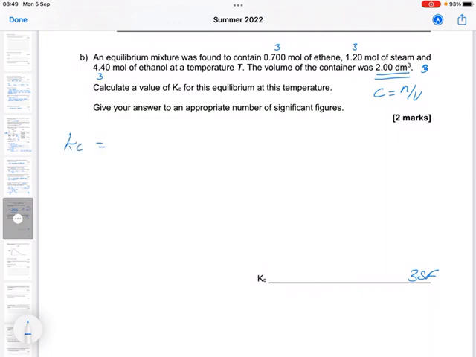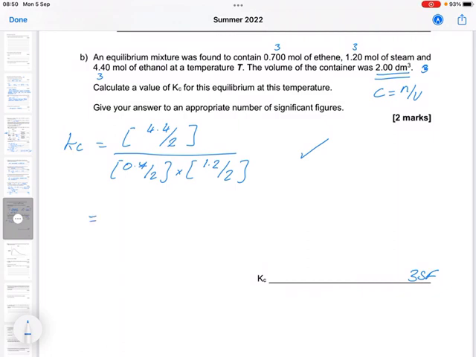So Kc is equal to, so let's do the concentrations. So 4.4 divided by 2 decimeters cubed, all divided by, so this is the ethene, 0.7 divided by 2, and then multiplied by 1.2 divided by 2 as well. So there's 1 mark for that, and you can work each of those out. If you're not confident with the calculator, I would suggest that you work each of those out first.